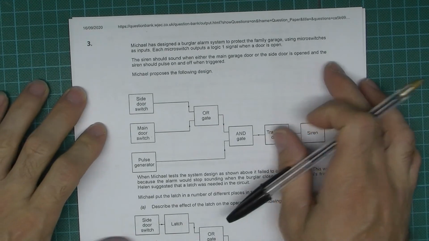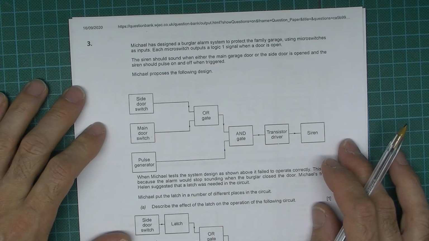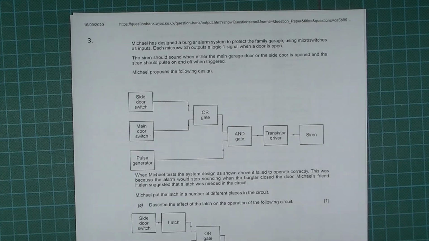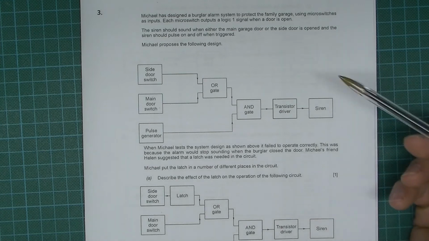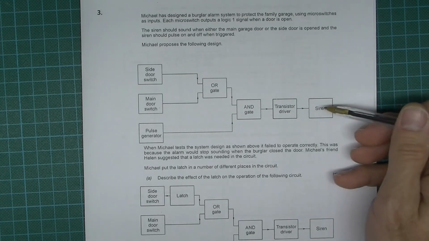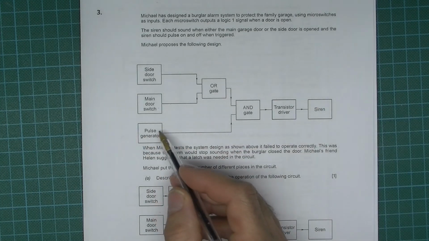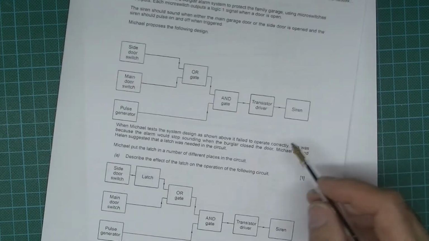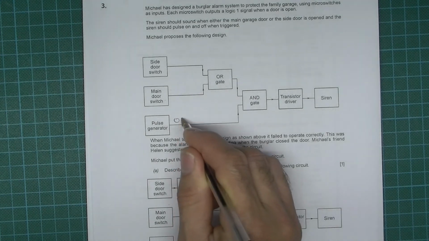Question 3. Once again, take a moment, click pause if you want to read the question. Okay, hopefully you've taken a quick read of the question, and you will understand that this is an alarm system, and the alarm system is going to sound a siren. The siren is going to sound periodically with each pulse of the pulse generator. The pulse generator is going to be outputting zeros and ones all the time.